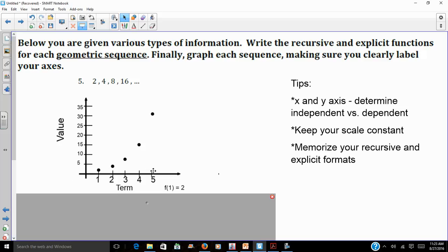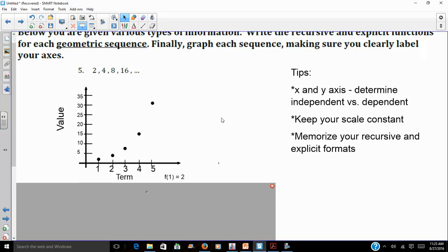I did choose to plot the 5th term as well, which, if I took 16 times 2, I would get 32. So the 5th term would be valued at 32. We can see just how quickly our numbers start to grow when we plot these accurately on a graph. So it is very important that you choose an accurate scale for both the x and the y-axis, and that your independent and your dependent variables are properly labeled.